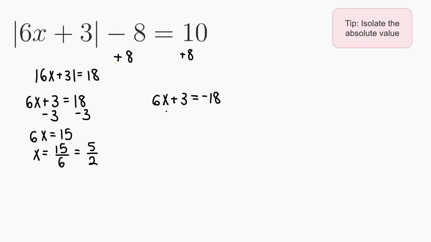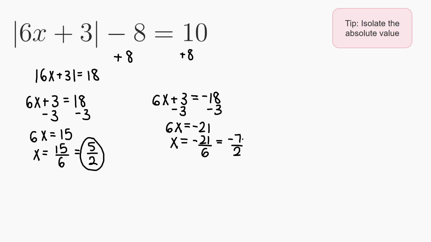What about this one? Let's subtract 3 again. We get 6x equals -21. So x equals -21 divided by 6, which is equal to -7 divided by 2. So in this case, x could be 5 over 2, or x could be -7 over 2.